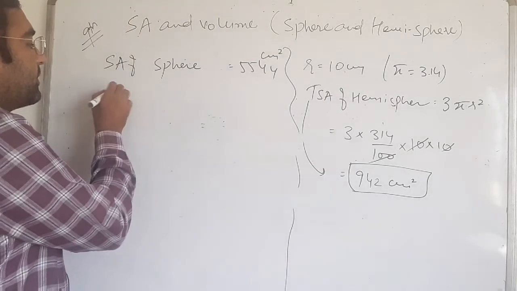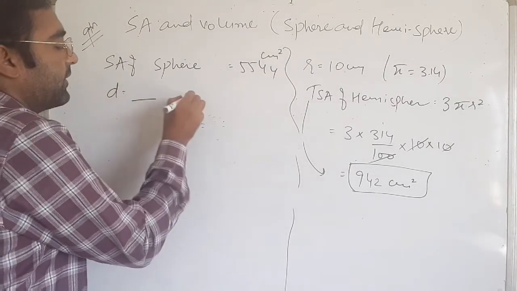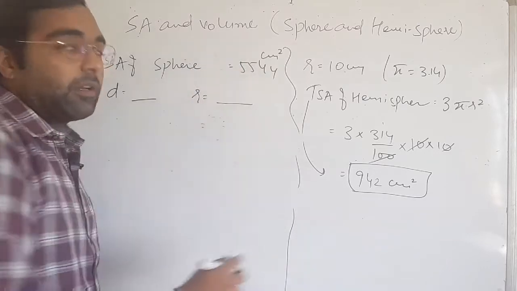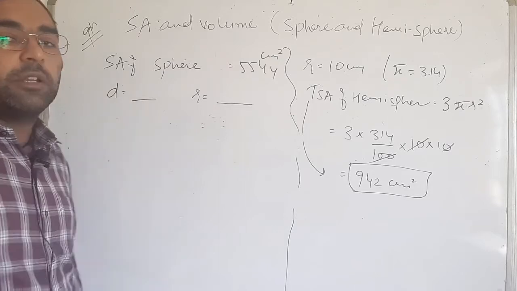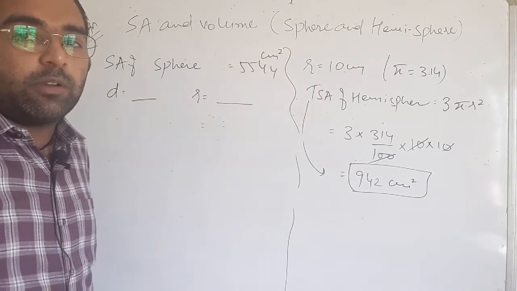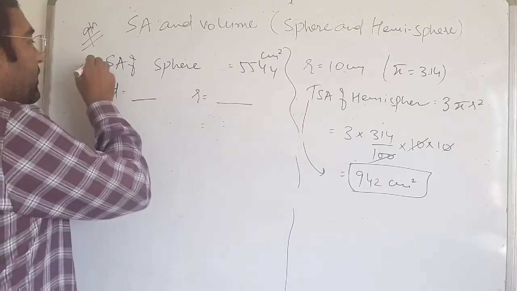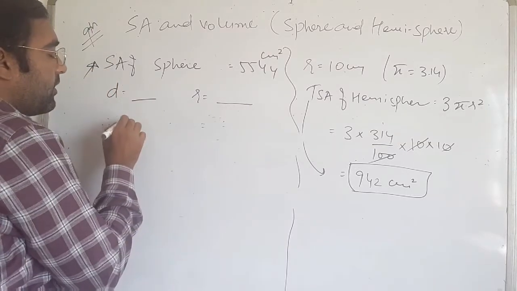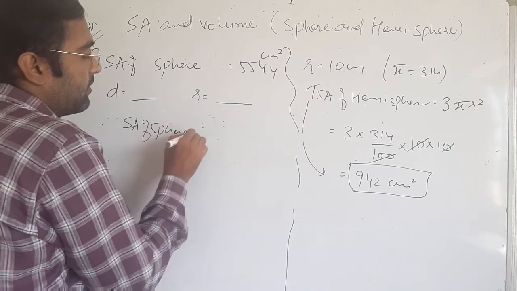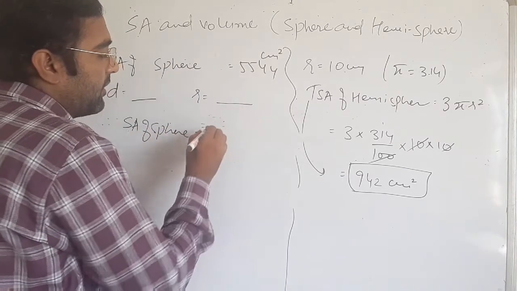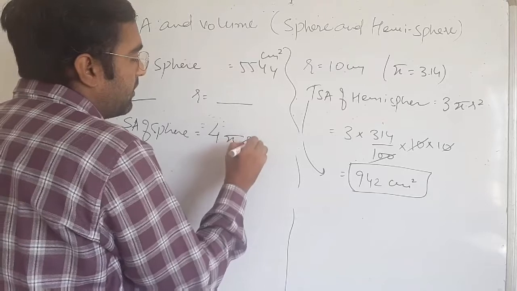So for the diameter of the sphere, I want the radius of the sphere, because whenever we have to find the diameter, we first find the radius and after that convert it into diameter. Without it I can't find the diameter. So my surface area of sphere is 4 pi r square.